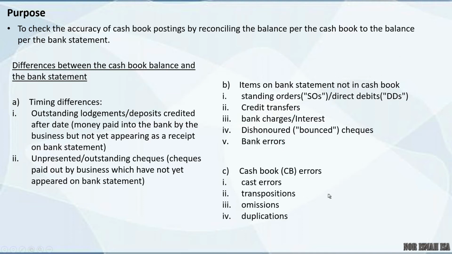Whereas this is cash book errors. These happen in the cash book, for example a cash error, casting error, calculation error, transposition error, omission error, and commission error. So we go into detail.